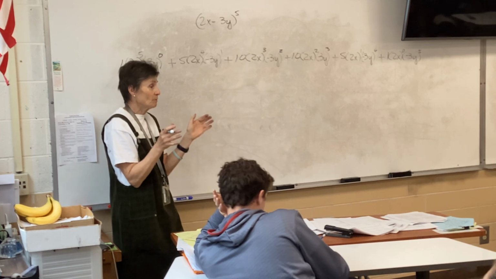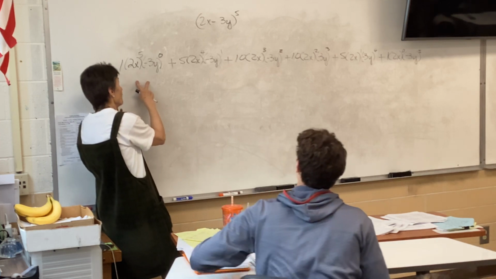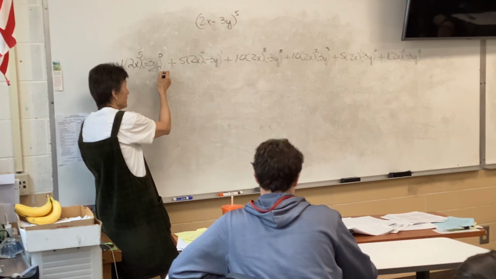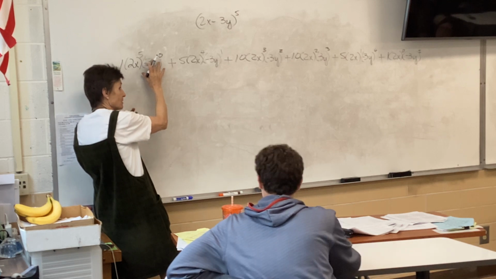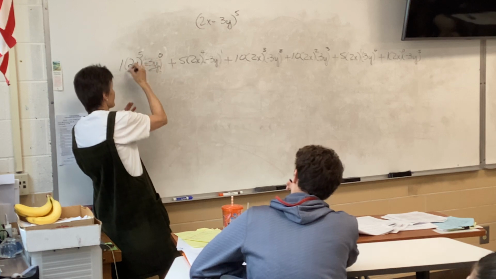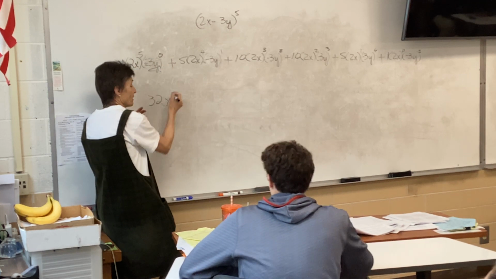So I'm not gonna simplify each term, I'm gonna simplify a couple of them. This guy right here, remember, anything to the 0 power is 1. So don't let him mess you up, he's just 1. This first term then is 32x to the 5th.